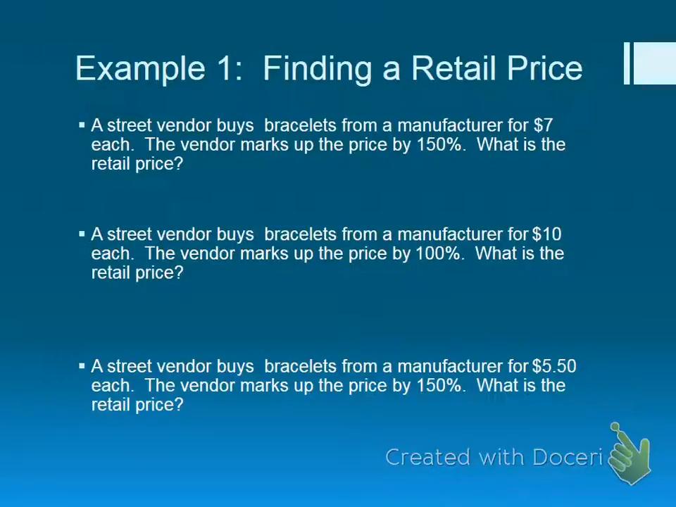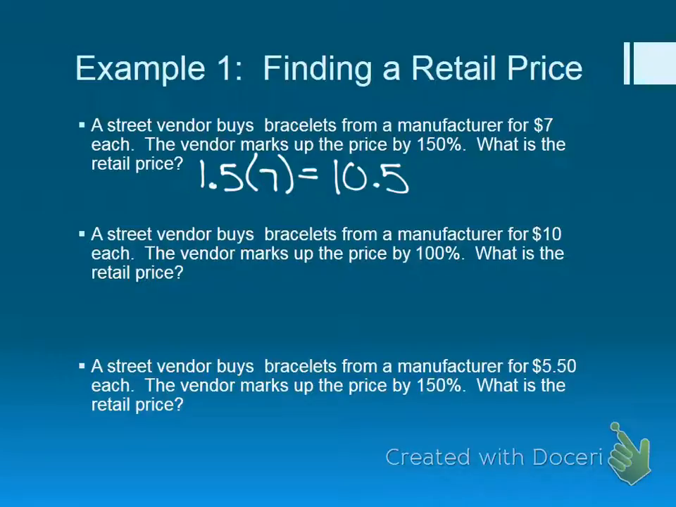So in example 1, it says a street vendor buys bracelets from a manufacturer for $7 each. The vendor marks up the price by 150%. What is his retail price? All right, so the first step is to figure out how much money is his markup. So I take my original amount of $7 and I'm going to multiply that by the decimal version of my percentage, 1.5. That gives me the amount that he marked up the product.